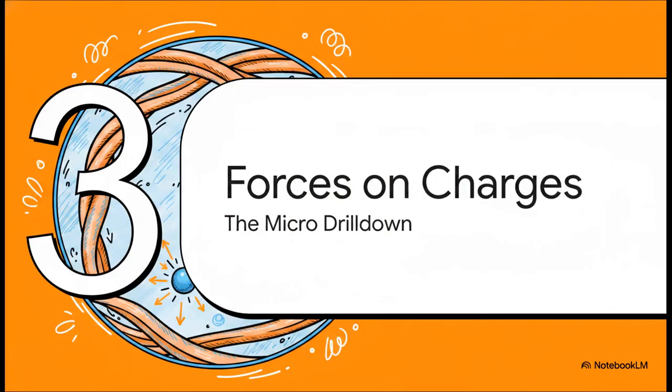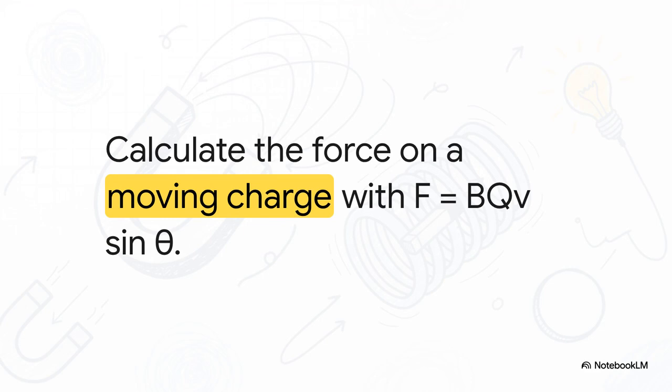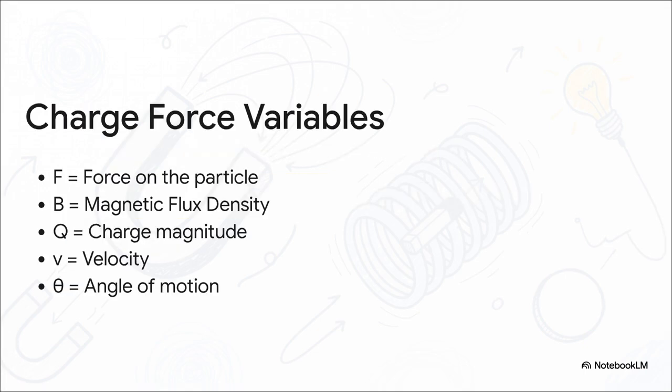All right, Section 3, Forces on Moving Charges, the micro drill down. Let's zoom way in here past the macroscopic copper wire to see how the field manipulates an individual free-moving charged particle. For this, we use a neat variation of our previous formula, F equals BQV sine theta. This lets us calculate the force on a single, solitary moving charge rather than the whole wire. Breaking this one down, the force on our tiny particle really intensifies if the charge itself, Q, is larger, or if its velocity, v, is faster. And exactly like before, the angle dictates everything.